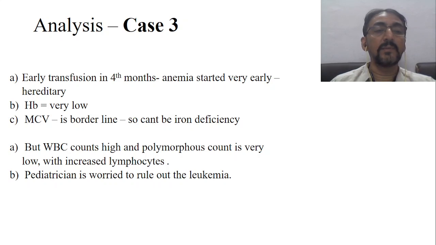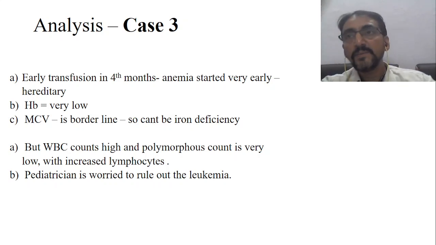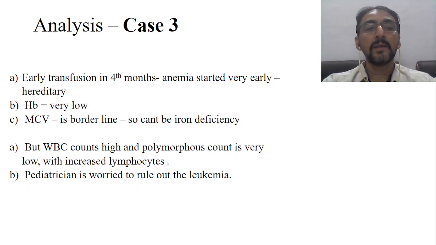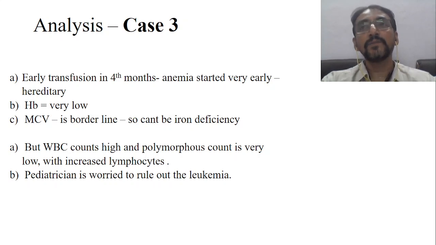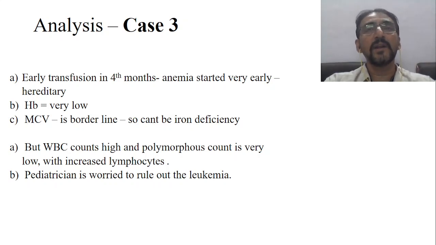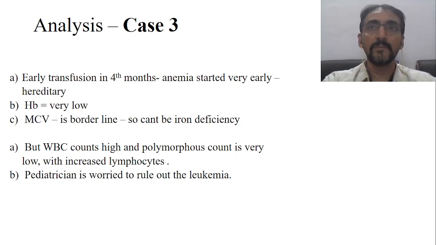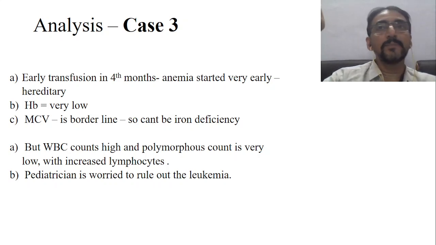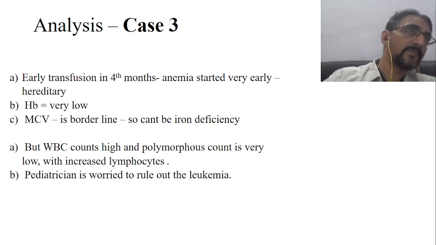WBC counts are very high, 60,000. And polymorph count is very low. Polymorphs are 20 and lymphocytes are 80. So lymphocytes are more, 80, polymorphs are less, and WBC is very high, 60,000. Now this being the picture, LDH is raised, WBC is raised, lymphocytes are raised and polymorphs are decreased. When you get this type of picture, it is obvious that everybody thinks about some malignancy, especially leukemia.